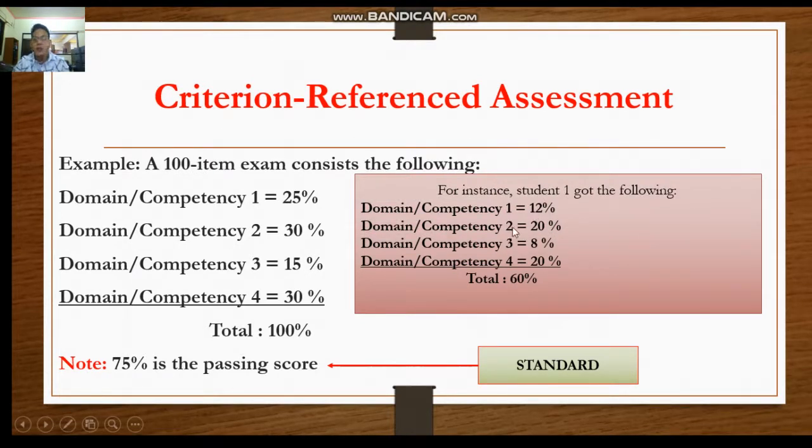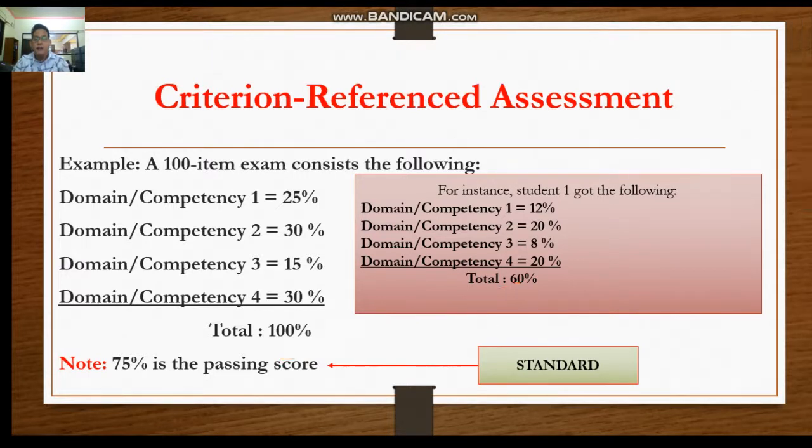In domain 1, he only got 12%. In domain 2, he only got 20% out of 30. In domain 3, he only got 8% out of 15. And then, in the fourth domain, he got 20% out of 30% for a total of 60%. Now, as I have said, we are going to compare the student's performance against the standard. Okay? That is the criterion or criteria that we set for our students.